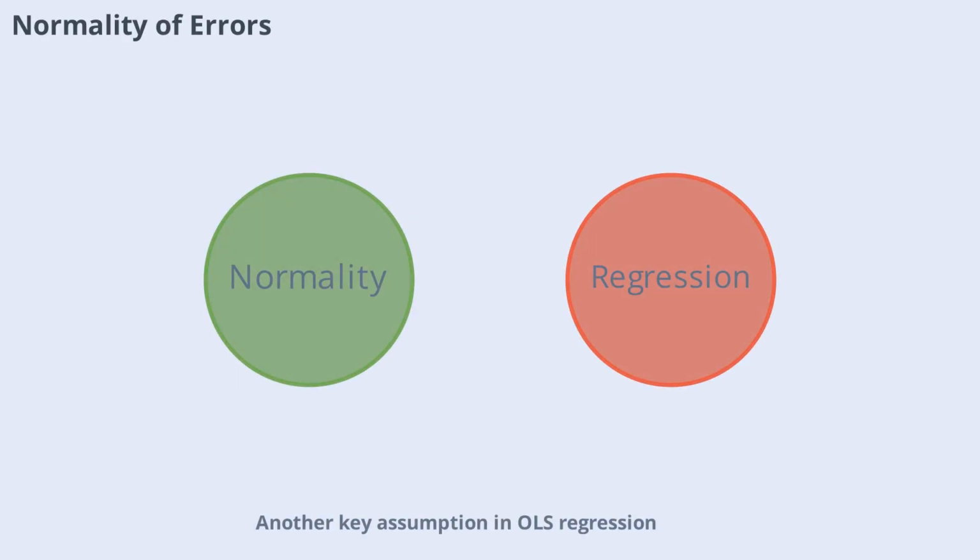Another key assumption in OLS regression is that the errors are normally distributed. This is important for making valid inferences about the model parameters and for constructing accurate confidence intervals. If the errors are not normal, the model's statistical conclusions may be invalid, and alternative modeling strategies might be necessary.